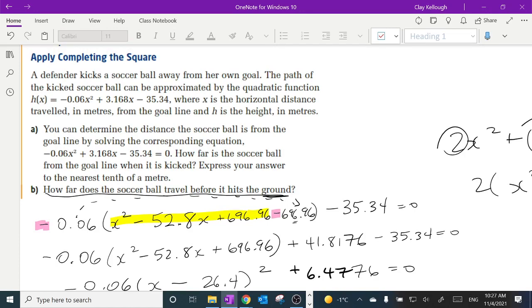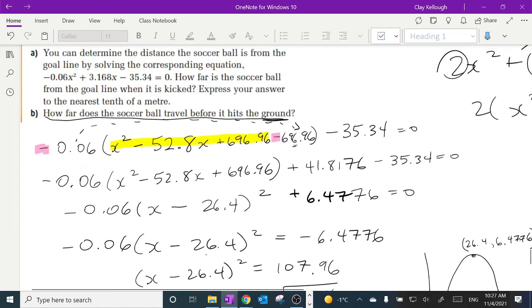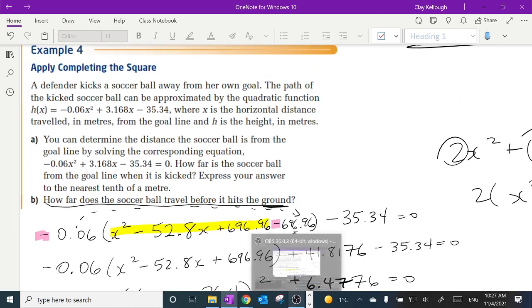Okay, so there we go. Those are the examples I wanted to go through today. And now you can work on some of these for yourself. I'll stop the video.